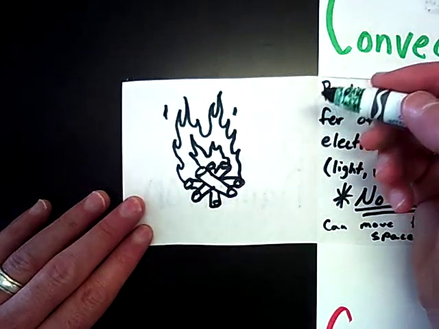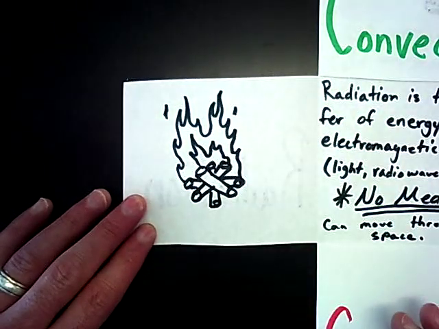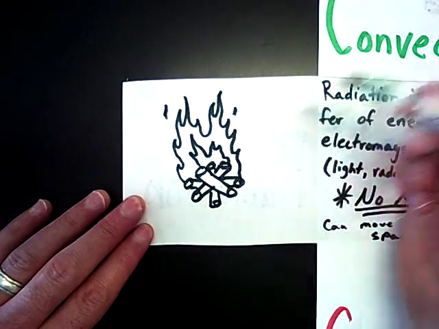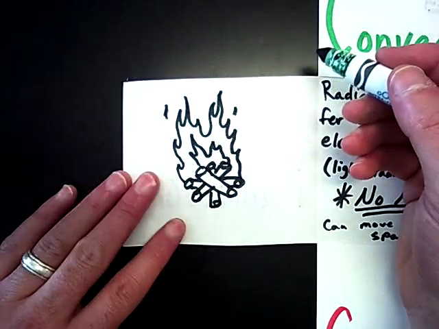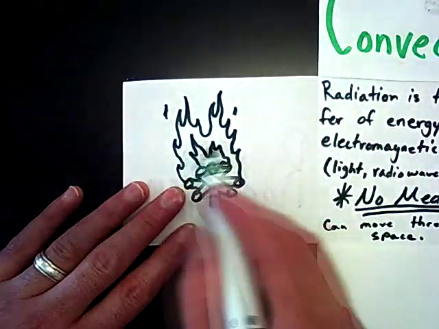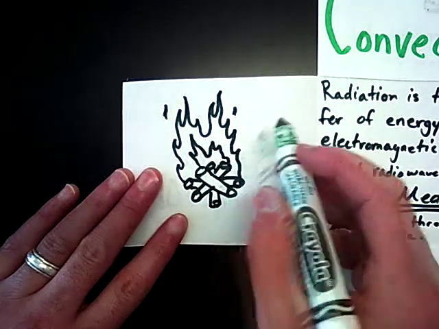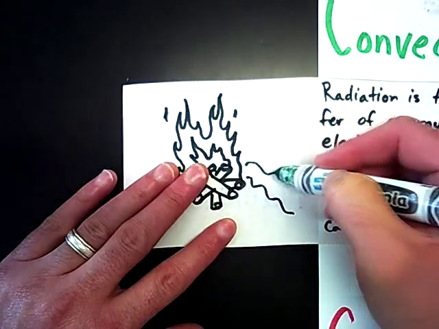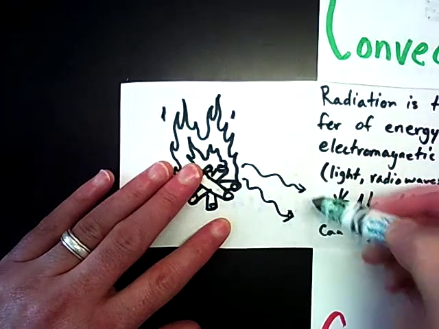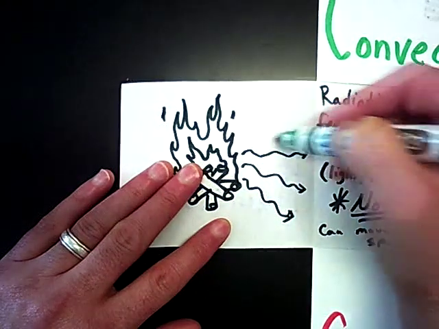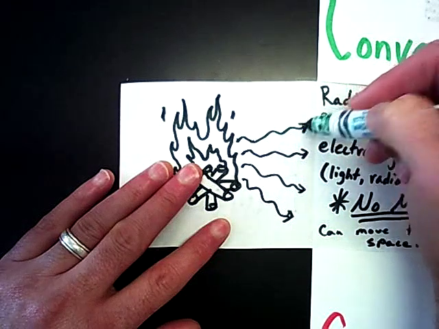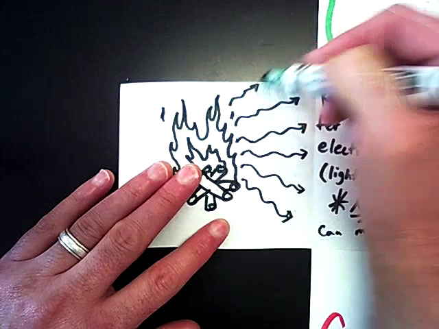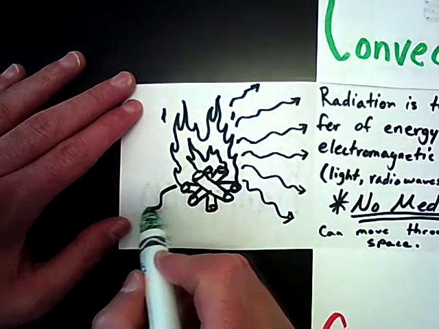And if you've ever been near a fire, you don't have to put your hand in it to feel the heat. If you put your hand or your body near the side over here, you're going to feel heat coming off of it. And that's because of radiation. You see, the fire is putting off electromagnetic waves in every single direction. So no matter where you stand, as long as you're close to this, you're going to feel these electromagnetic waves.